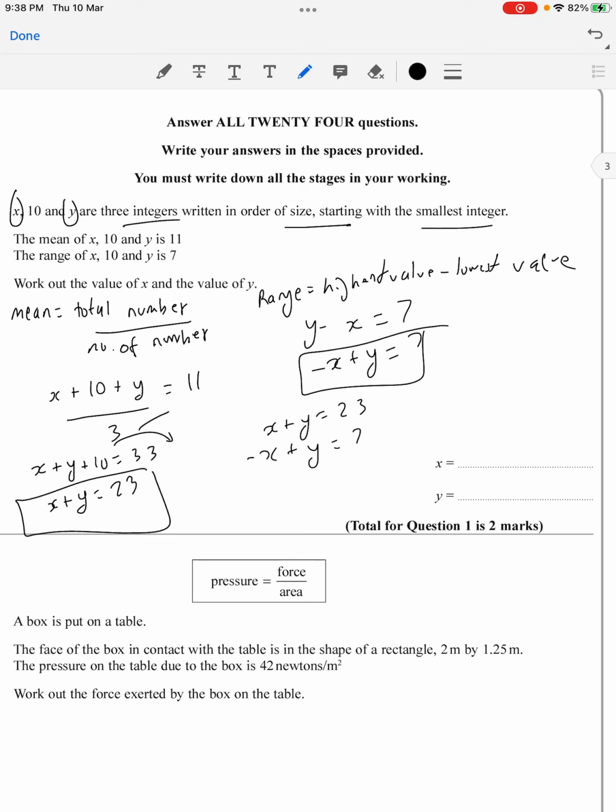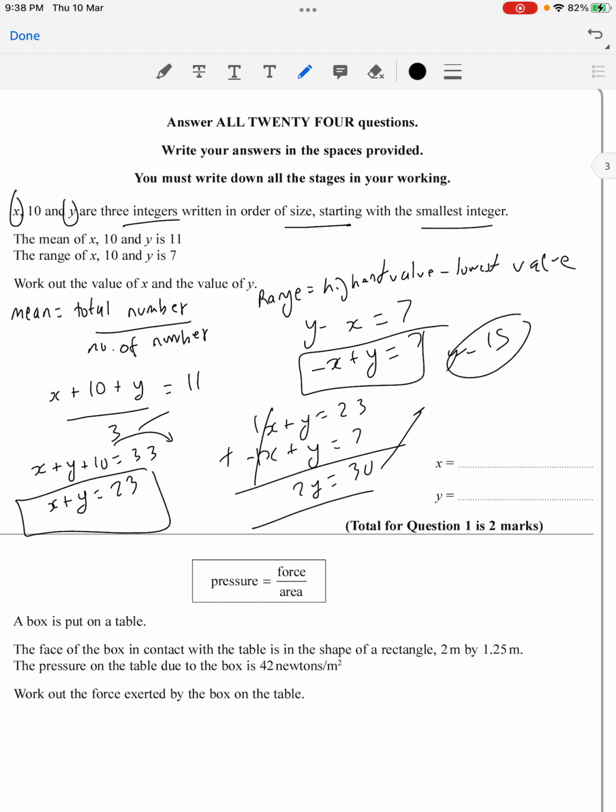So in order to get 0, we add the equations, right? So 1 plus minus 1 is 0. So x cancels out. y plus y is 2y. 23 plus 7 is 30. Okay, so based on this equation, we find the value of y to be 30 divided by 2, that is 15. y is 15 because y is equal to 30 divided by 2.